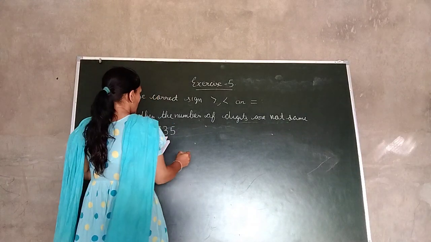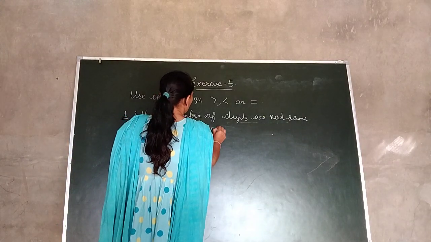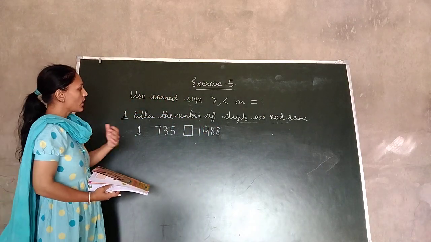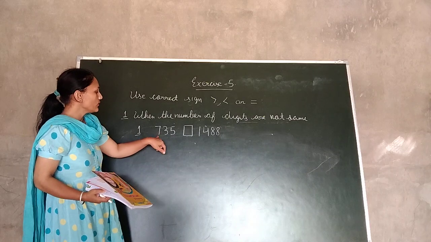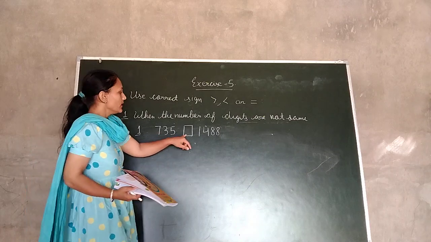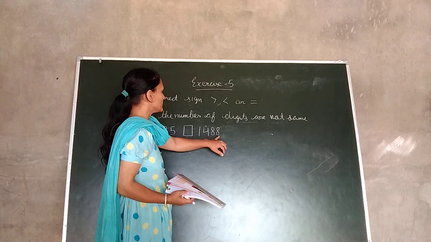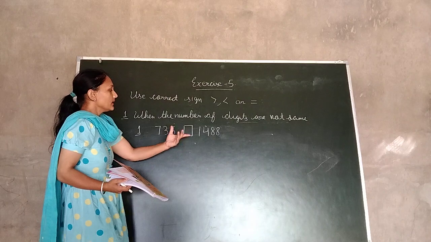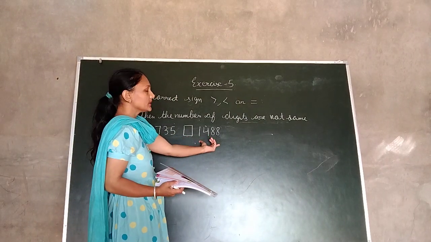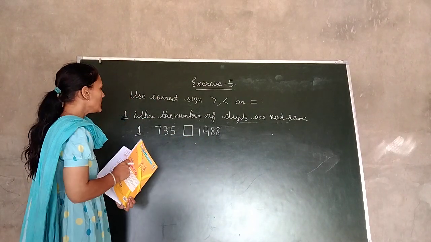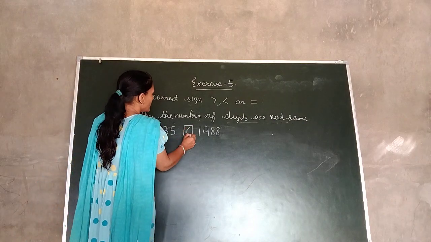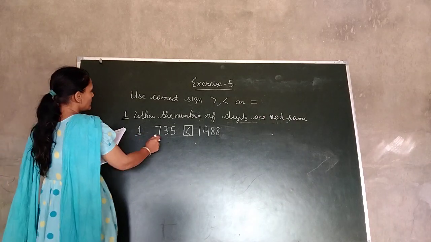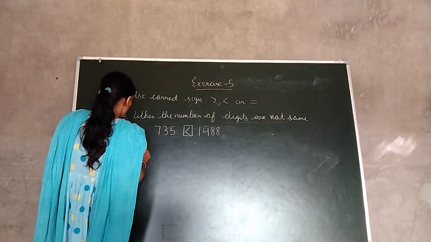735 and 1488. So what we will do, first of all we will count the number of digits. Here we have 1, 2, 3 digits. Here we have 1, 2, 3, 4 digits. So we have discussed that the number which has more digits is greater. So it means 1488 is greater than 735.